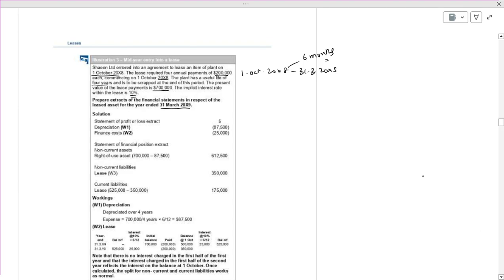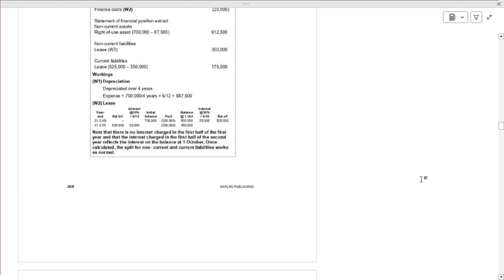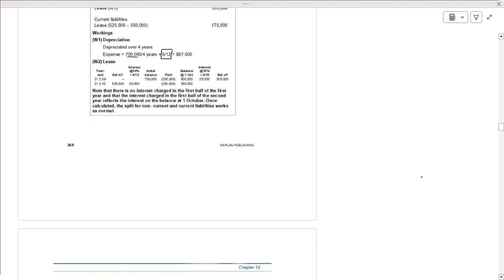Okay, what they are saying, see the thing. First they have taken the depreciation. Total amount is 700 divided by 4, but they have taken it for 6 by 12. In terms of lease payments also, they have calculated interest for 6 by 12. Just keep it in mind. In the next question we will do it.